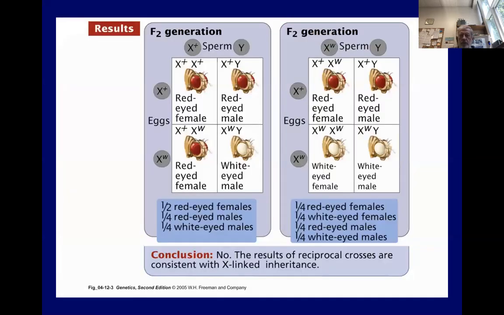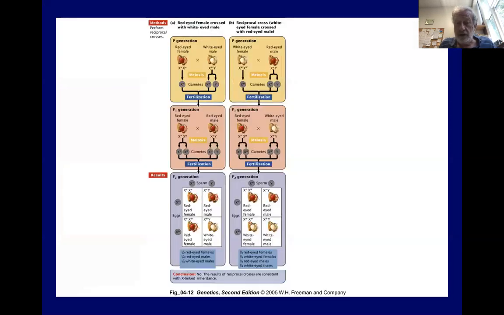And then in the F2, we see that the males show a 1-to-1 ratio of wild type to white-eyed, and all the females are red-eyed. But in the cross on the right, both sexes show that 1-to-1 relationship of white-eyed to red-eyed flies. So we can see different results in these reciprocal crosses. We don't see this with autosomal genes. And here, both those crosses side by side.